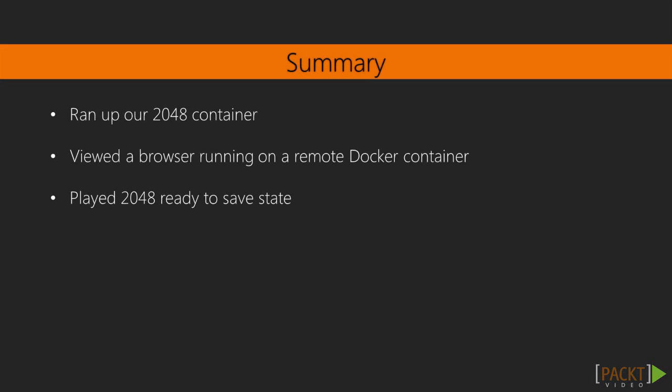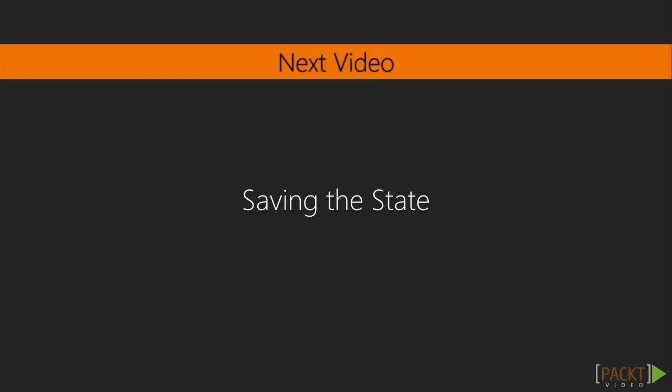So far we've run up our 2048 container, viewed a browser running on a remote Docker container, and played 2048 ready to save state. In the next video, we'll look at how to save the state of the 2048 container and demonstrate how we can return to that state if we make a mistake.